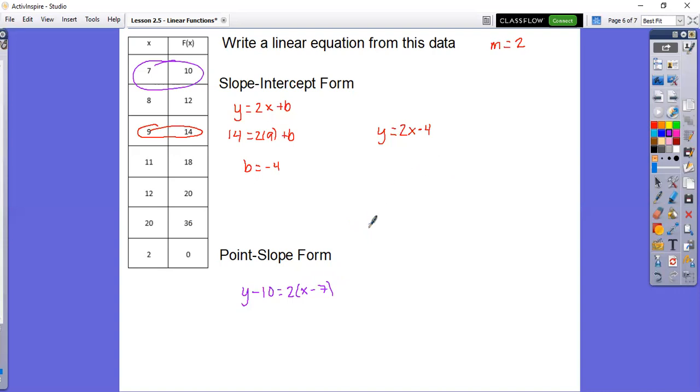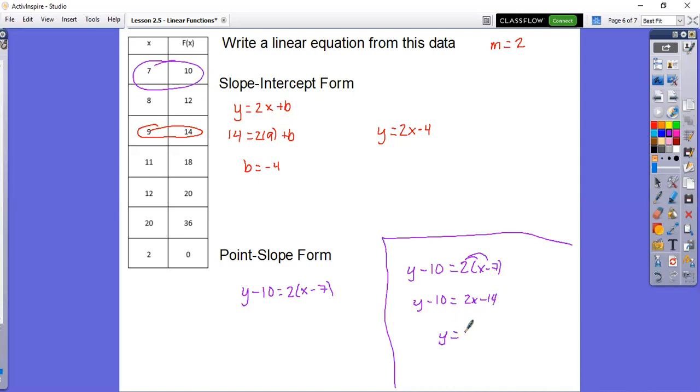And just in case you want to verify that these two equations are the same, we'll do that over here. If I take this equation in point-slope form, y minus 10 equals 2 times x minus 7, I can distribute the 2. y minus 10 equals 2x minus 14. If you notice, if I add 10 to both sides of the equation, y equals 2x minus 4. I end up getting the exact same thing. So even though these two equations look different, they are still exactly the same thing as each other.